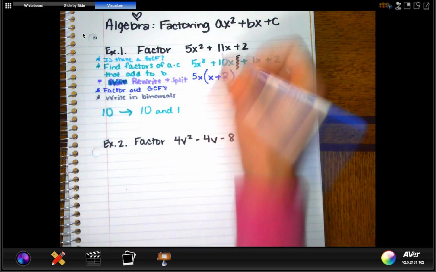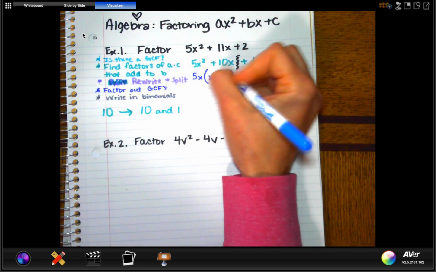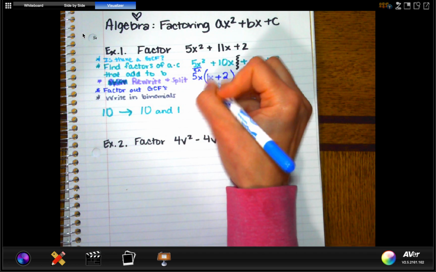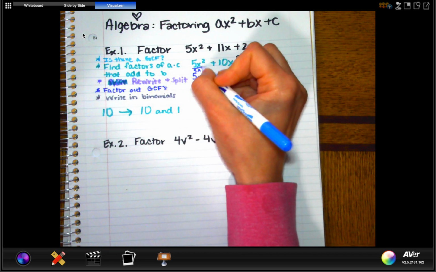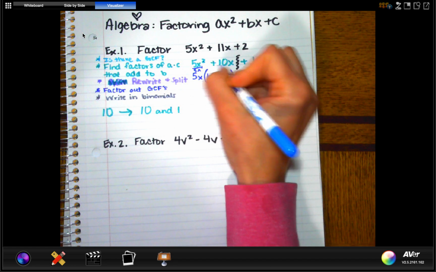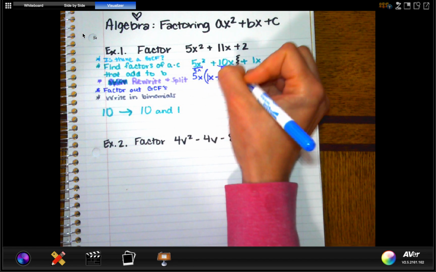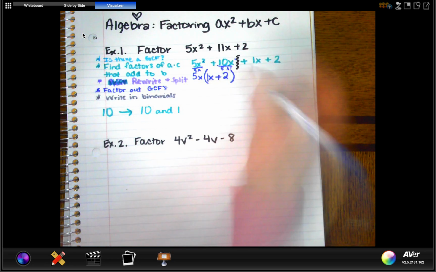Because remember, we're dividing the bases. 5 divided by 5 is 1, and we're subtracting the exponents. 2 minus 1 is 1. Divide the bases. 10 divided by 5 is 2. Subtract the exponents. 1 minus 1 is 0 for the x.